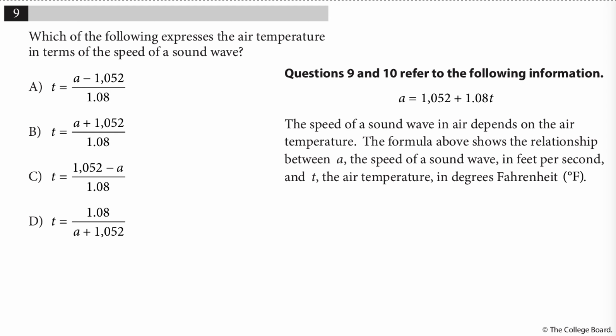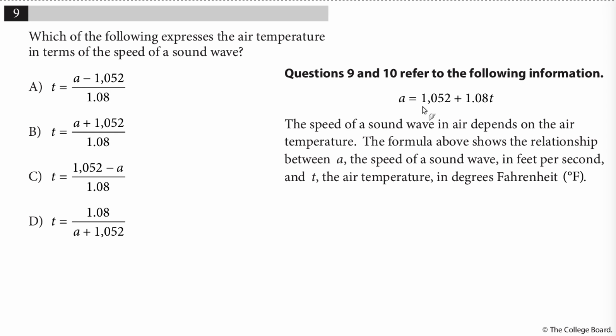All right, give this a shot. All right, so for the last two problems here, we have the same situation, and then we look at some separate questions. So questions 9 and 10 refer to the following information.